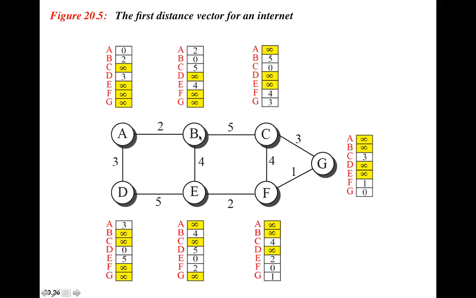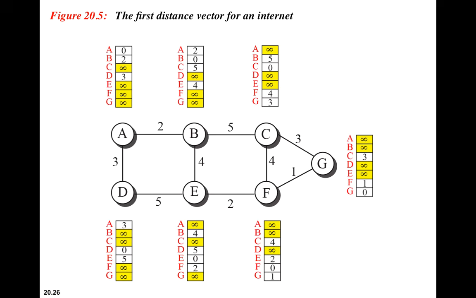Similarly, we have the distance vector for B. B to A is 2, B to B is 0, B to C is 5, B to E is 4, and the rest are all infinity. So this is the first step. Every node makes its own initial vector by including information about its neighbors. In the next step, neighbors exchange this information with each other.